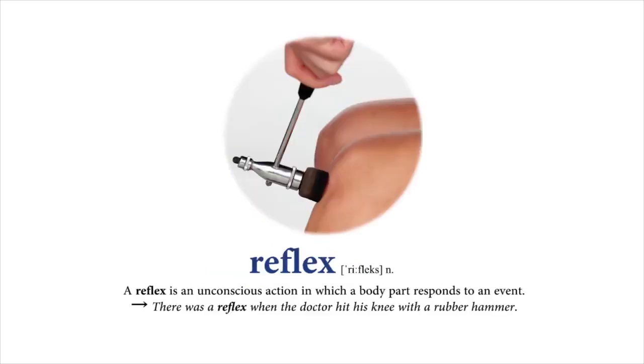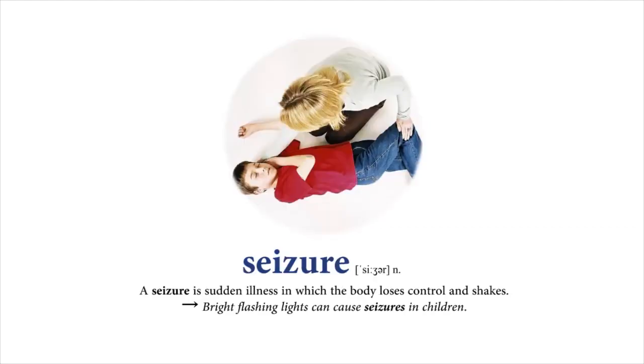Reflex. A reflex is an unconscious action in which a body part responds to an event. There was a reflex when the doctor hit his knee with a rubber hammer. Seizure. A seizure is sudden illness in which the body loses control and shakes. Bright flashing lights can cause seizures in children.